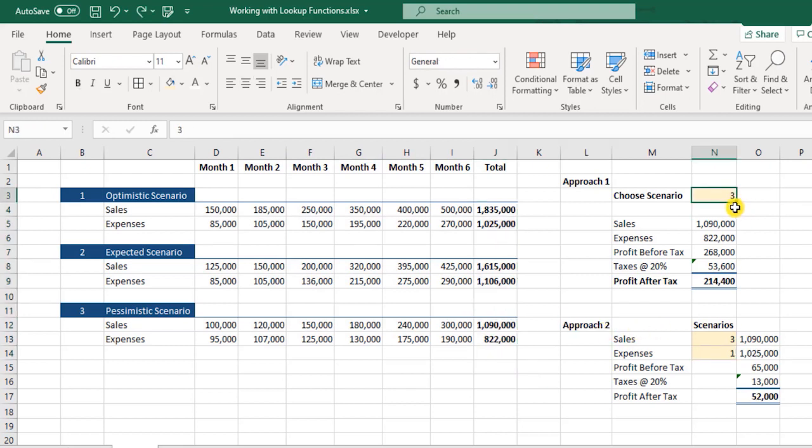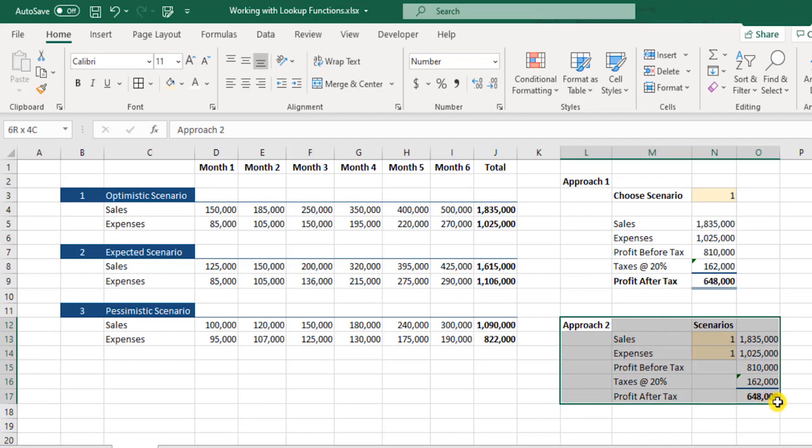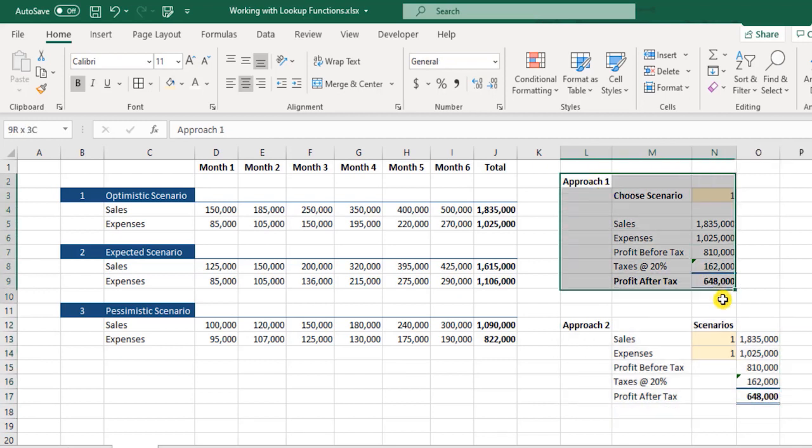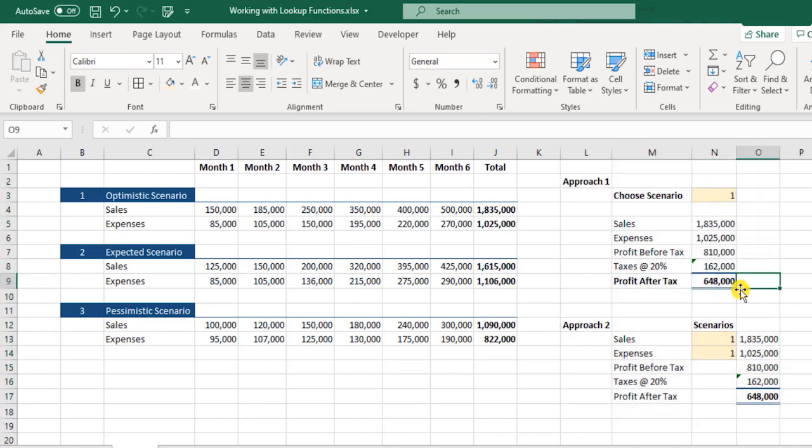Now here, at one shot, we can just change this to 1, and we have the optimistic approach all across. But here we need to manually change this for both the scenarios, and then it takes care. So approach 2 appears more versatile as compared to approach 1. But let me tell you, if I were to select expense as 4th scenario, we do not have the 4th scenario. It will return the hash value error. So let's undo this, and here we have this.